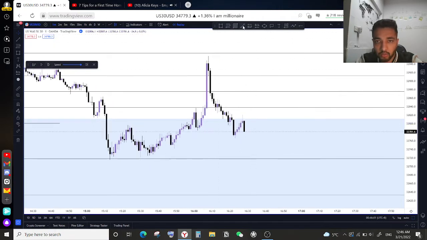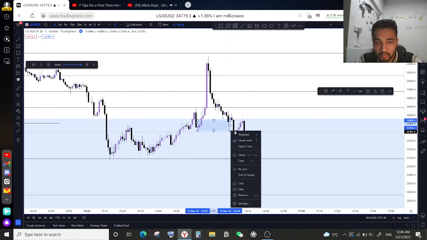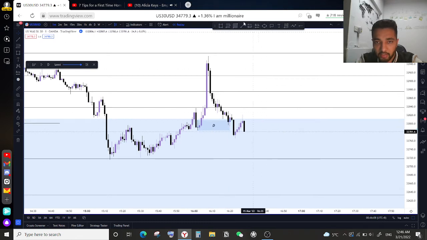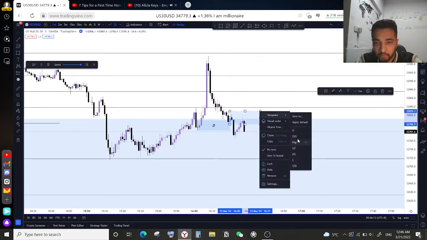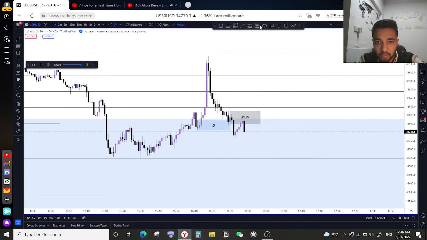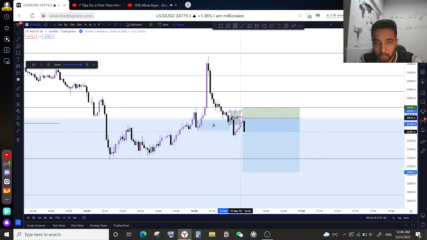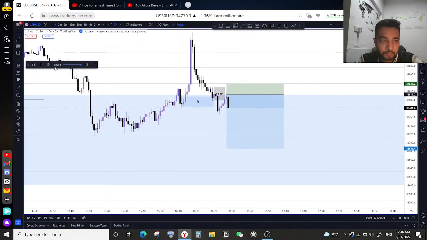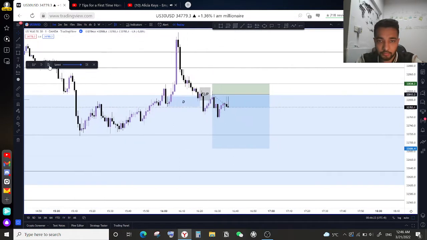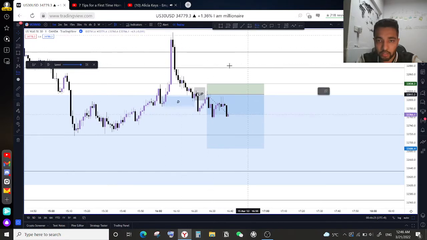Okay, so that's where I would have entered. I remember this one, I remember exactly. So that's our demand. Demand failed, and I got my flip here. Let me just enter with 25 pips. Beautiful. And let me see what it does. I could have entered another trade here.